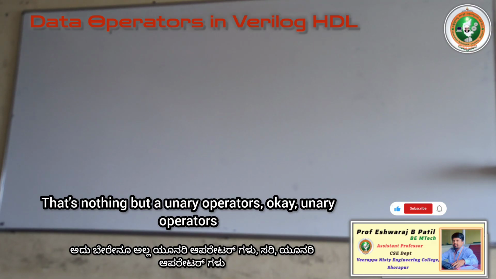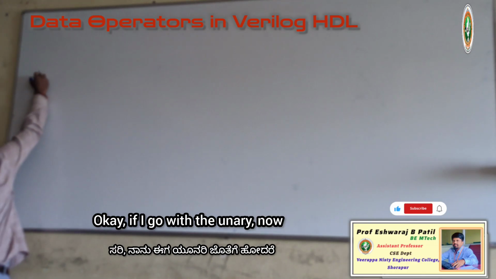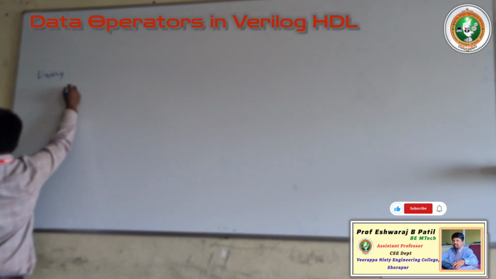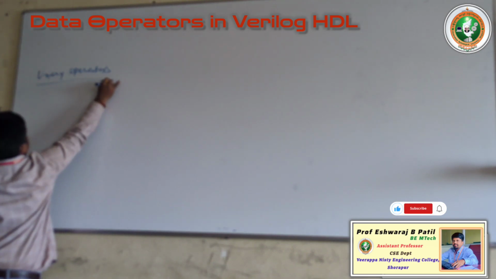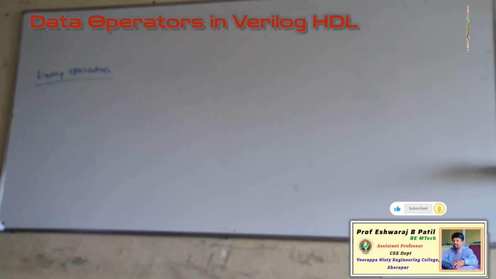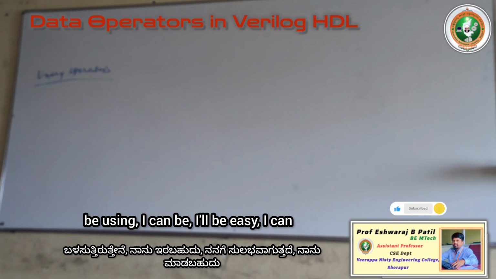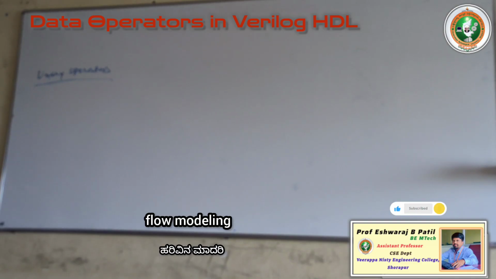Okay, unary operators. If I go with the unary, how will you consider the unary operators? While using these types of operators, I can easily write the data flow modeling program.